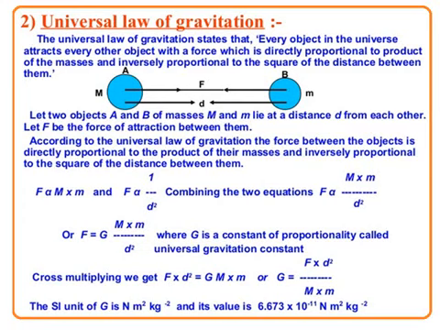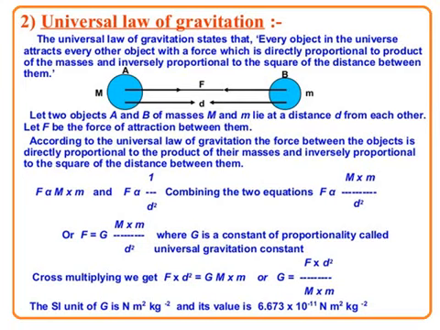What do you mean by constant? A constant is a value which will not change for any reason, at any time. And that's why we call it a constant. Here we keep the letter G, and G is the gravitational constant in the universal law of gravitation. G is the universal gravitational constant.